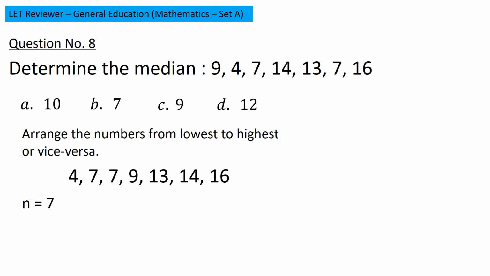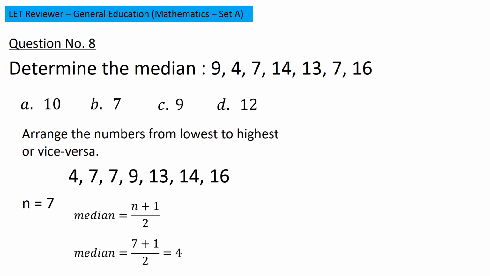We have 7 numbers. So, in determining the median, we have to know or identify yung location ng ating median para malaman natin ano yung value ng ating median. So to get the location of our median, if our n is an odd number, so our n is 7, it is an odd number, that is, the location of the median will be n plus 1 all over 2. So gagamitin natin yung value ng n. So the location of our median will be 7 plus 1, that is 8, divided by 2 equals 4.